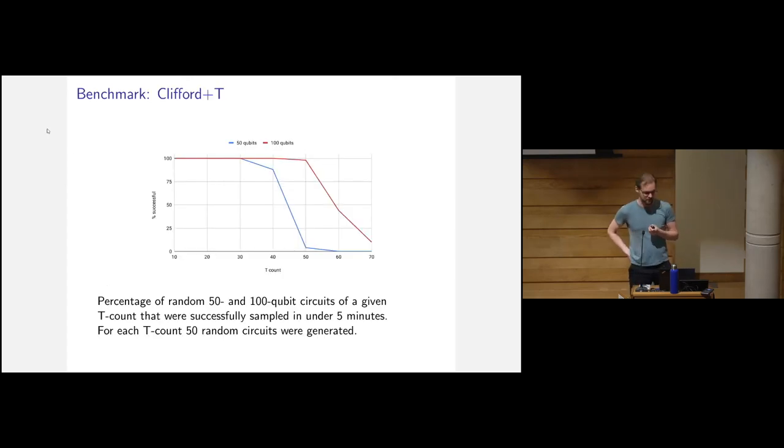First, let me show you an interesting fact about this method. This is how many circuits we managed to successfully sample in under 5 minutes for a given T count. For 50 qubit circuits, at around 40 to 50 T gates, it becomes harder and takes longer to simulate, while for 100 qubit circuits we can do it for much longer, up to 67 T gates. This seems weird at first, because we have more qubits and the problem somehow becomes easier. But it's because we're doing optimization on the states and the effects, and they consume many of the T gates on the outside. Because we have a less deep circuit for a fixed number of T gates, we can optimize more. This shows the benefit of optimization.